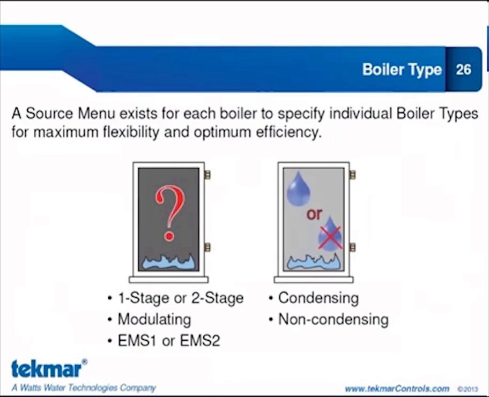You will tell the control if it is a one-stage or a two-stage on-off boiler, a modulating boiler, or if you need an EMS 1 or EMS 2 signal output. You will also specify if it's a condensing boiler or a non-condensing boiler. Now, boiler groups are automatically assembled for on-off condensing and non-condensing boilers and for modulating condensing and non-condensing boilers. And once the control recognizes the type of boilers in the heating plant, that's when it can start using a customized algorithm path to get the most system efficiency.